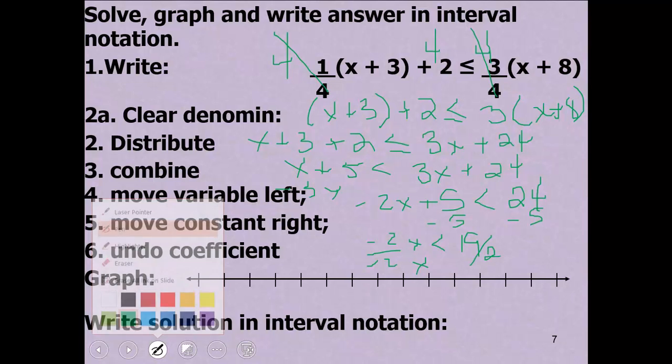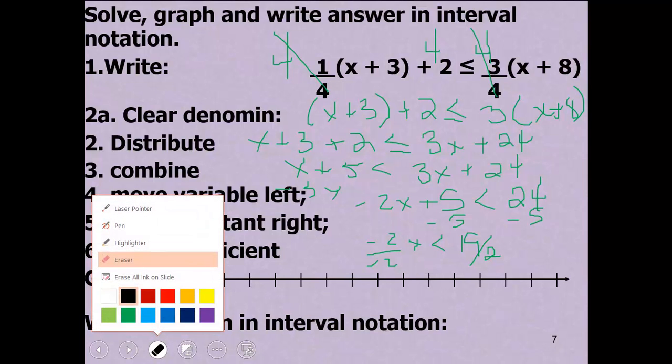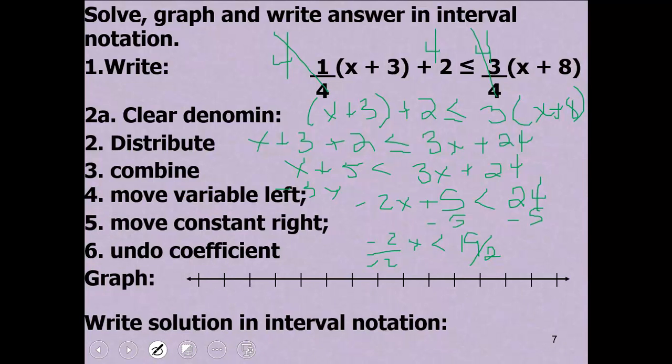So let me erase that for a second. Right here, so it's getting kind of close to my graph. So I get x is going to be greater than or equal to negative 19 halves. Okay, so 2 goes into 19 9 times, so that's like 9.5, negative 9.5.